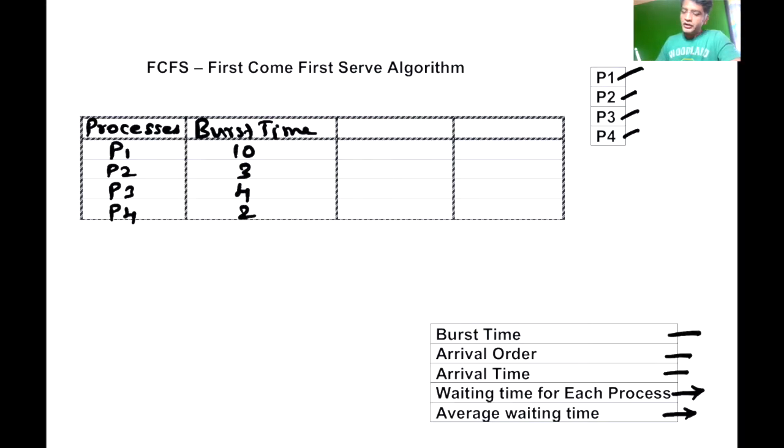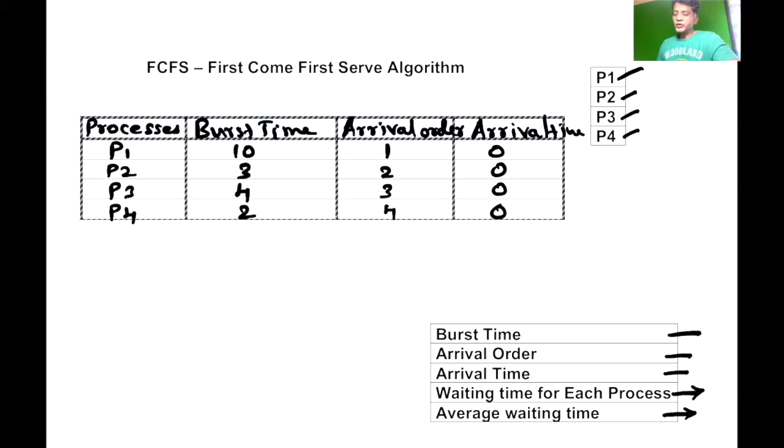Then I need to enter the arrival order for each process. Arrival order is 1, 2, 3, 4, in the same order it's coming. Process 1 is coming at number 1, process 2 at number 2, and 3, 4, like that it's coming, right? After that I should have the arrival time also. At the time of 0 all the processes are coming into the system for execution.